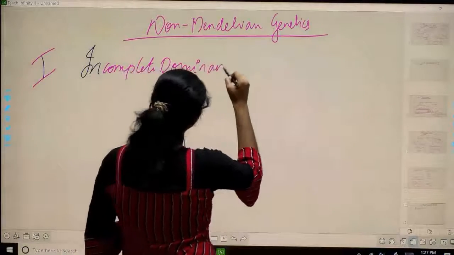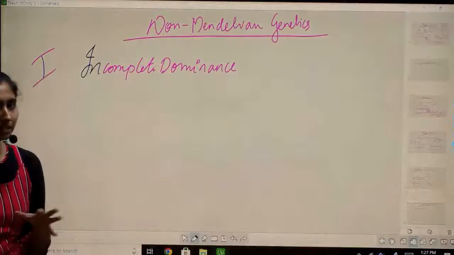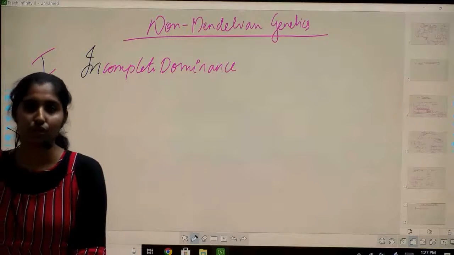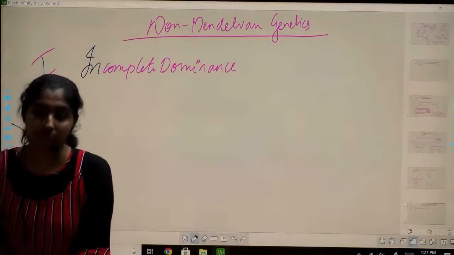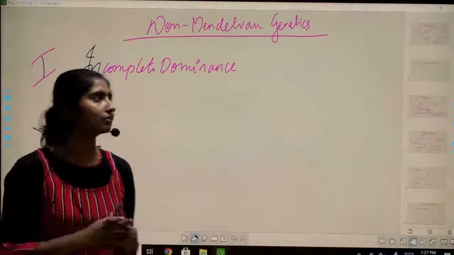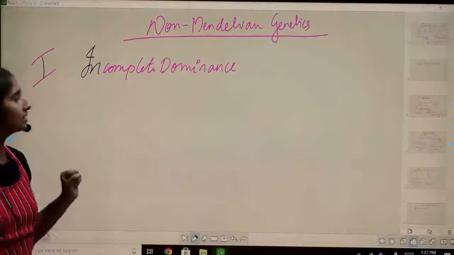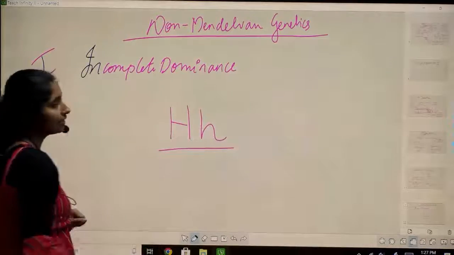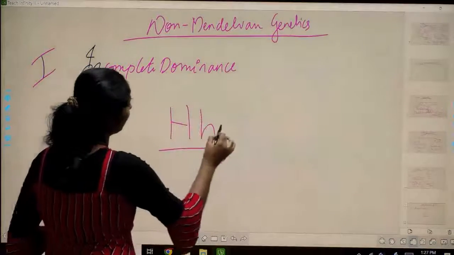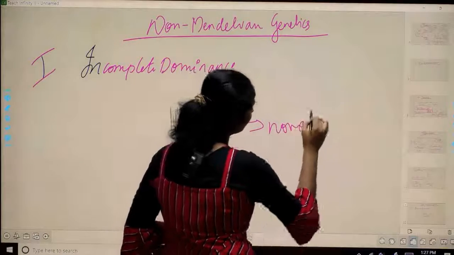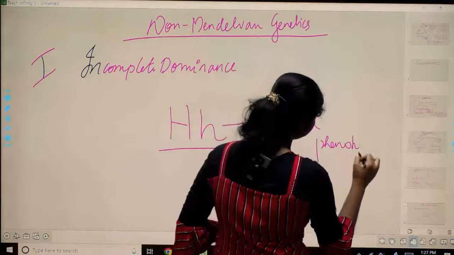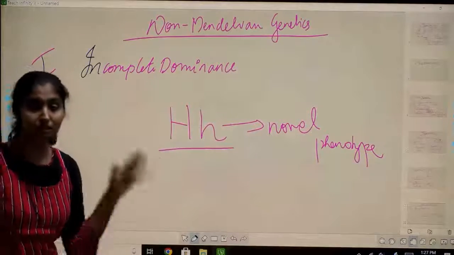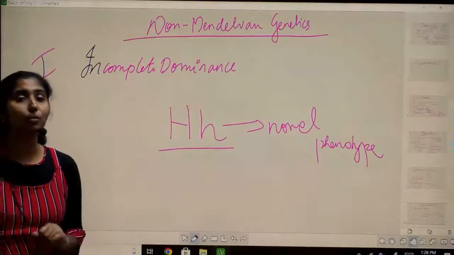What is complete dominance? We say a particular gene is completely dominant when, in the heterozygous condition, the dominant allele expresses itself while the recessive one is not able to express itself. So what happens in the case of incomplete dominance? In case of incomplete dominance, in a heterozygous condition, a novel phenotype is observed. We see a new, novel phenotype in the heterozygous condition that does not resemble either of the homozygous conditions.